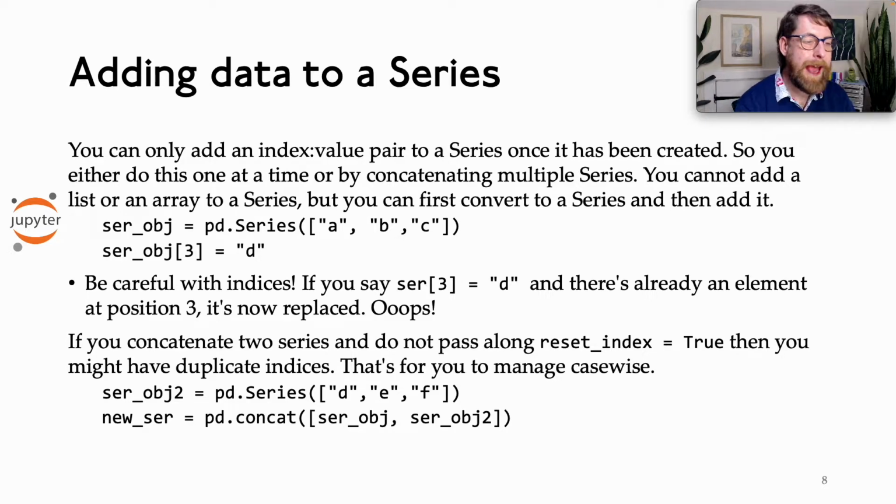Okay, so now if you concatenate two series, that's a way to add two of them together. Just be careful if you don't pass reset index equals true. Because we'll create a series with the index 0, 1, and 2, and then we'll create a second series, which also has the index 0, 1, and 2. So when we combine them using concatenation, we're going to have the values A, B, C, D, E, F, but the indices 0, 1, 2, 0, 1, 2. Now, if we pass reset index equals true, then we'll have the index 0, 1, 2, 3, 4, 5. Okay, and we can see that over in Jupyter.